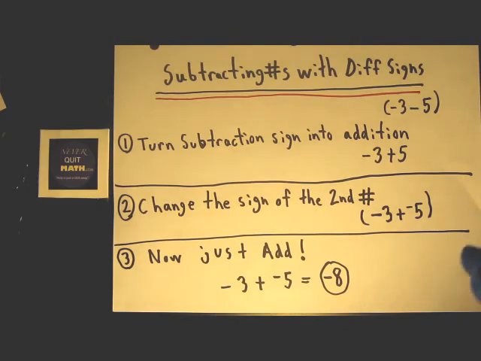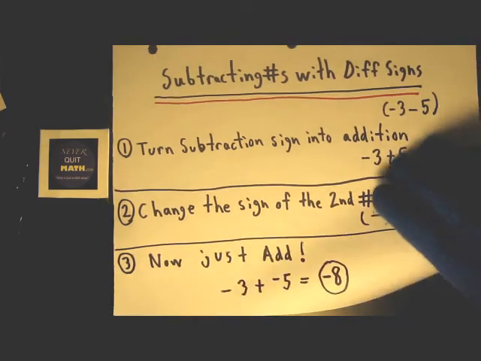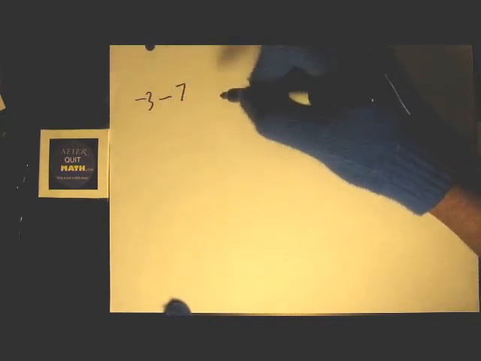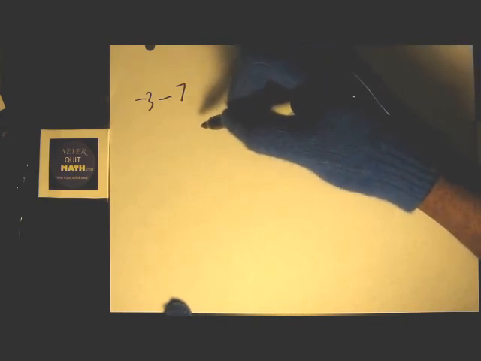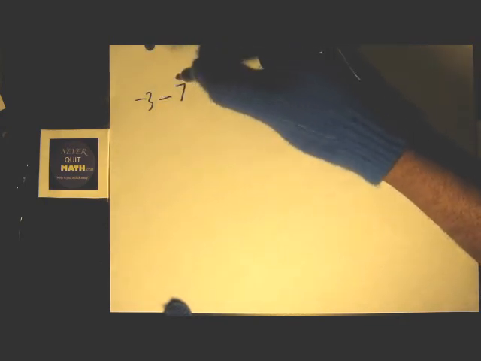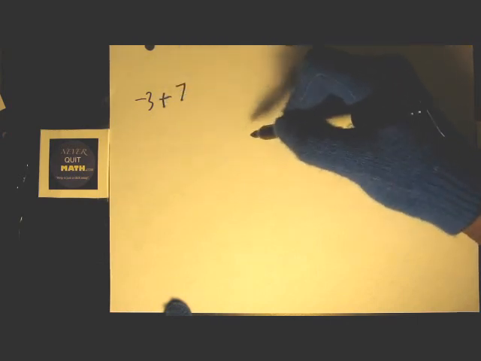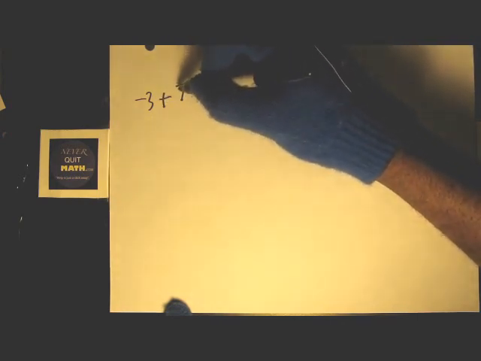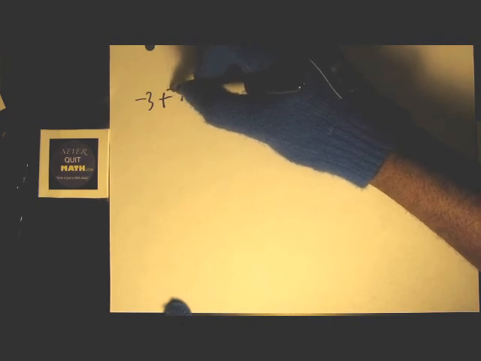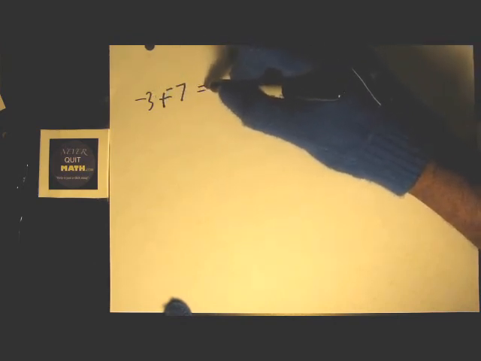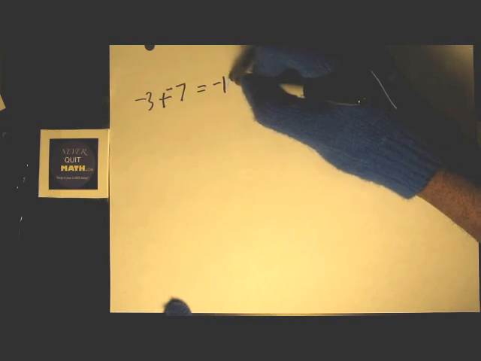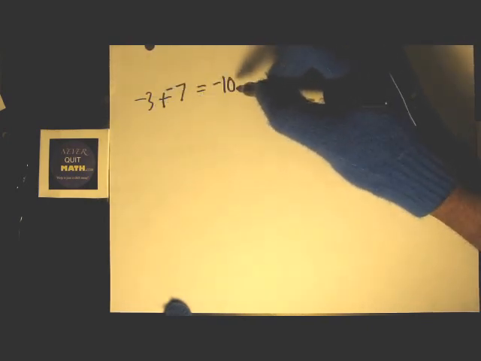Now let me do some examples so we can get the practice of it. Alright, so let's do some examples. We got -3 minus 7. What are we going to do? First thing is we want to turn that subtraction sign into addition. Then we want to change the sign of the second number. Since it's positive, we make it negative. -3 plus -7 is going to be equal to what? -10. Negative plus a negative equals a negative.